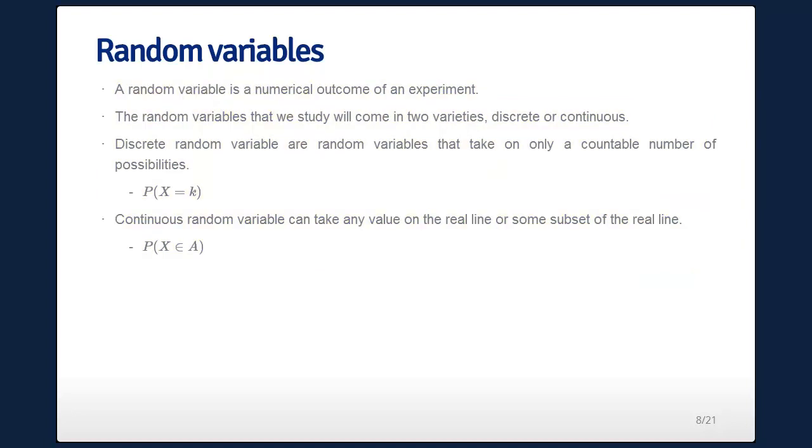And so in the discrete case, it makes sense to write the probability X is exactly k, whereas in the continuous case, it makes sense to maybe write the probability that X lies in some sort of region.